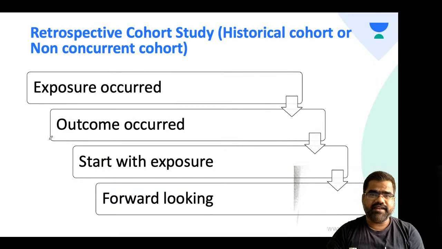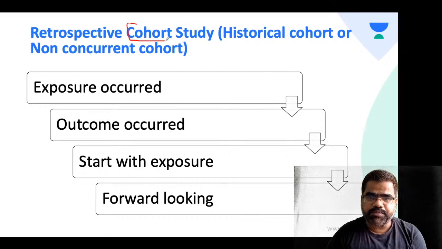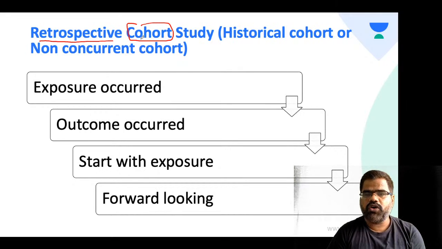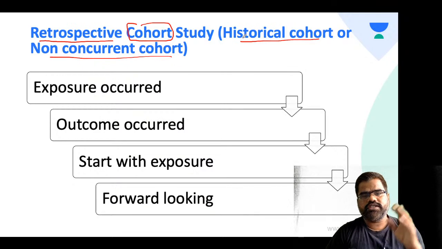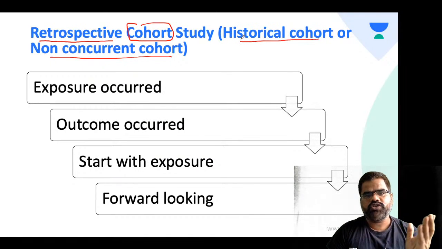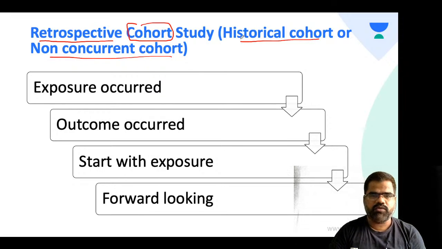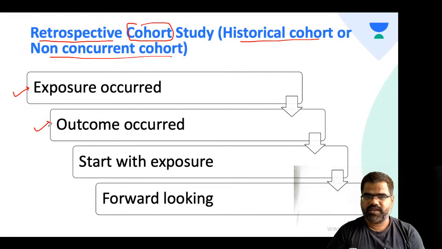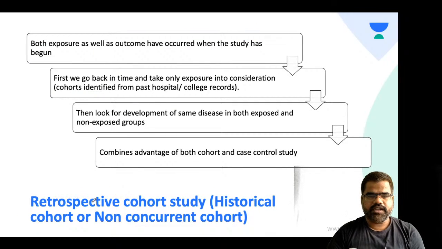If I take retrospective cohort studies, it is a cohort study in principle, but it is the name we have added now, retrospective. Or it is also called historical cohort or non-concurrent. Historical because it is related to history, and non-concurrent because it is not moving concurrently. Now you see here what happens. Exposure has occurred, outcome has also occurred, right? So we are starting, but again here also we will start with exposure and it is a forward-looking study. I'll give you an example, just wait, it will help you to understand.